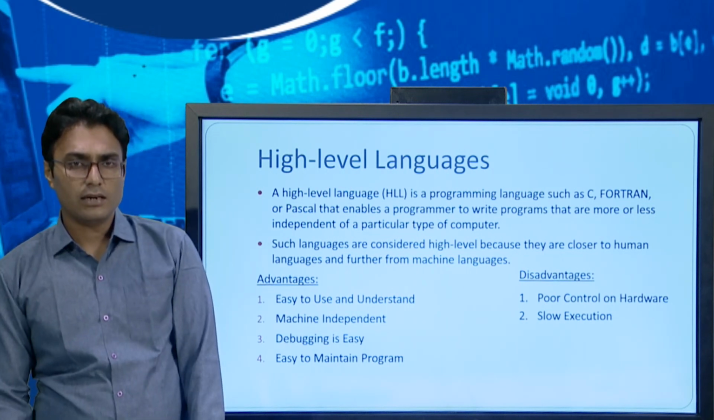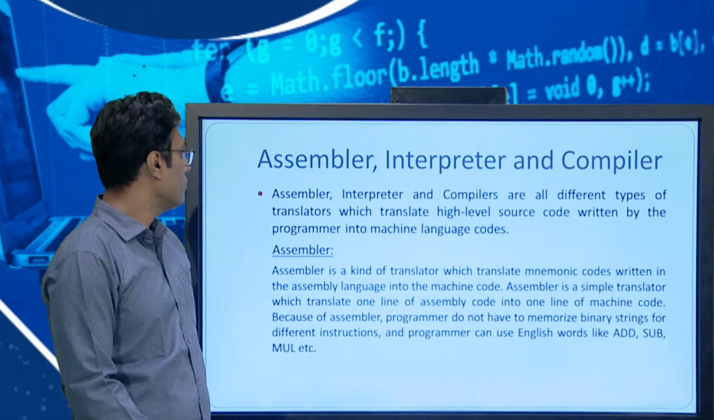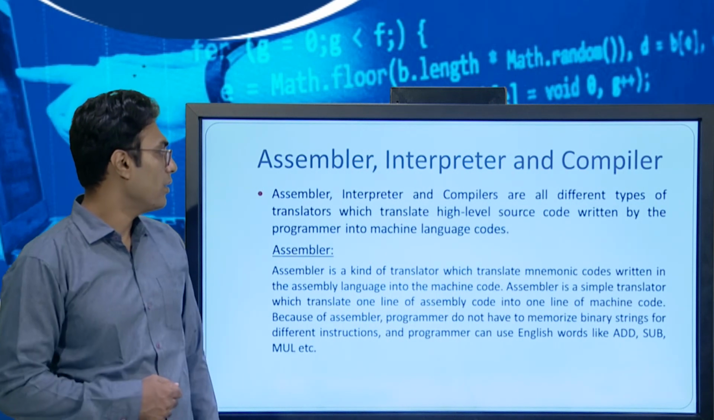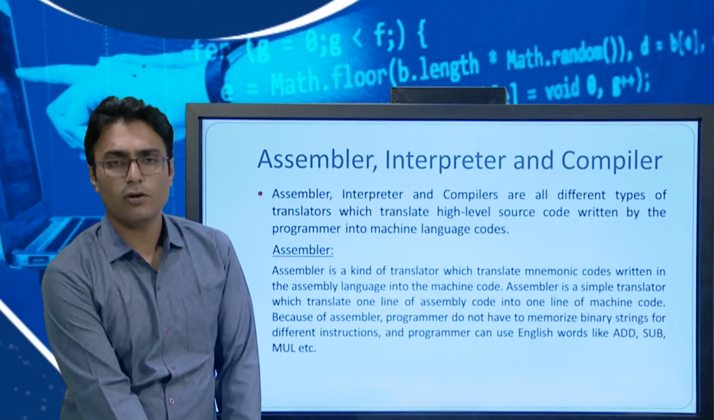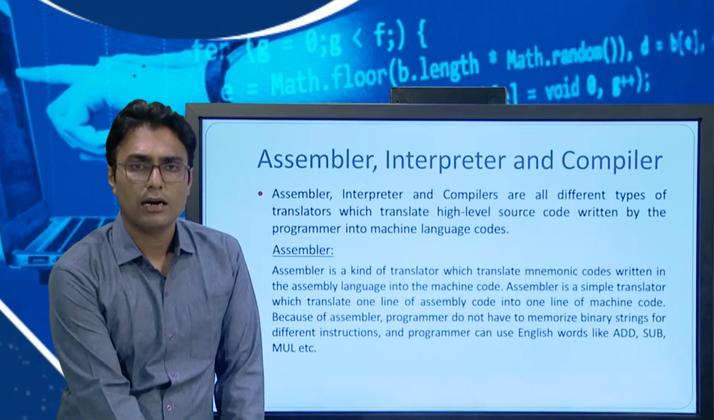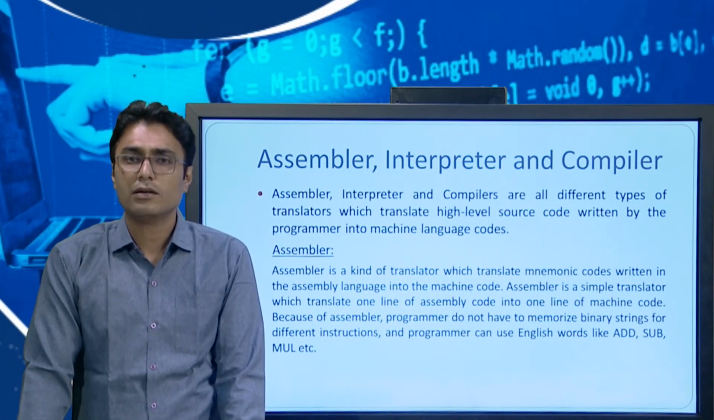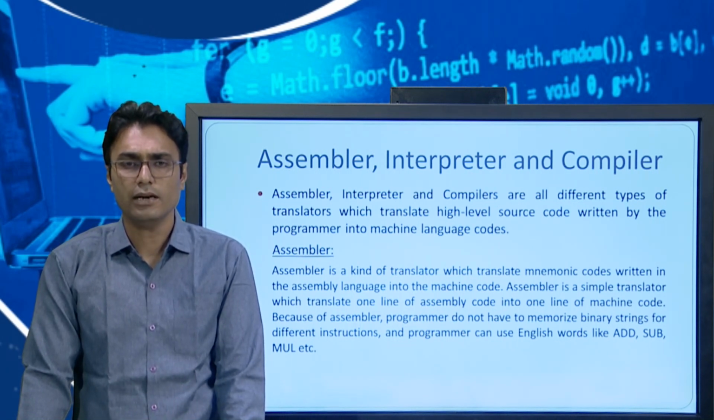Some of the concepts we will discuss related to programming languages are assembler, interpreter and compiler, right? So let's discuss them. These definitions are very important. Assembler, interpreter and compiler are all different types of translators which translate high level source code written by the programmer into machine language code, right?